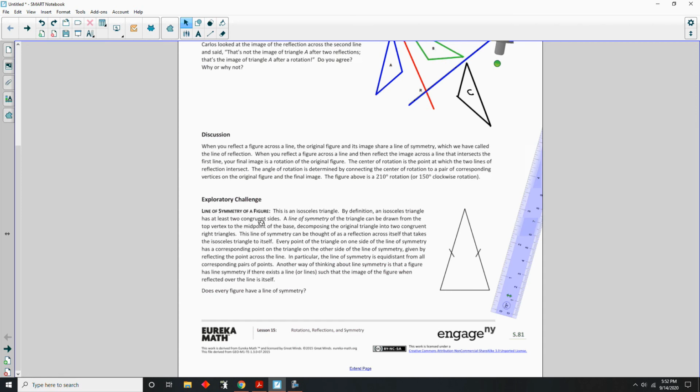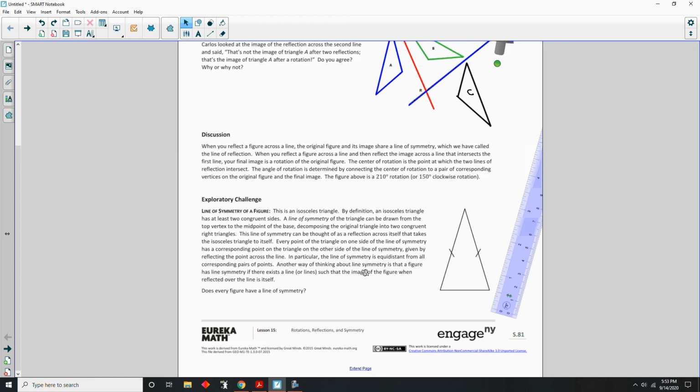A line of symmetry of the triangle can be drawn from the top vertex to the midpoint of the base, decomposing the original triangle into two congruent right triangles. This line of symmetry can be thought of as a reflection across itself that takes the isosceles triangle to itself. Every point of the triangle on one side of the line of symmetry has a corresponding point on the triangle on the other side of the line of symmetry, given by reflecting the point across the line. In particular, the line of symmetry is equidistant from all corresponding pairs of points.